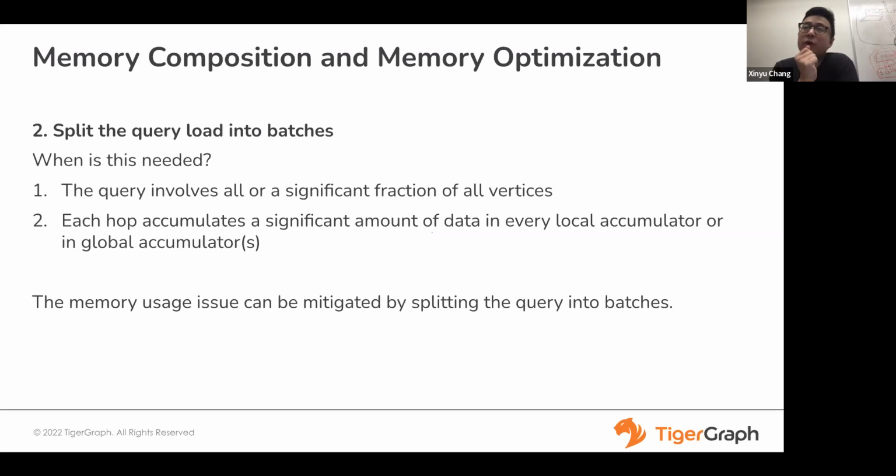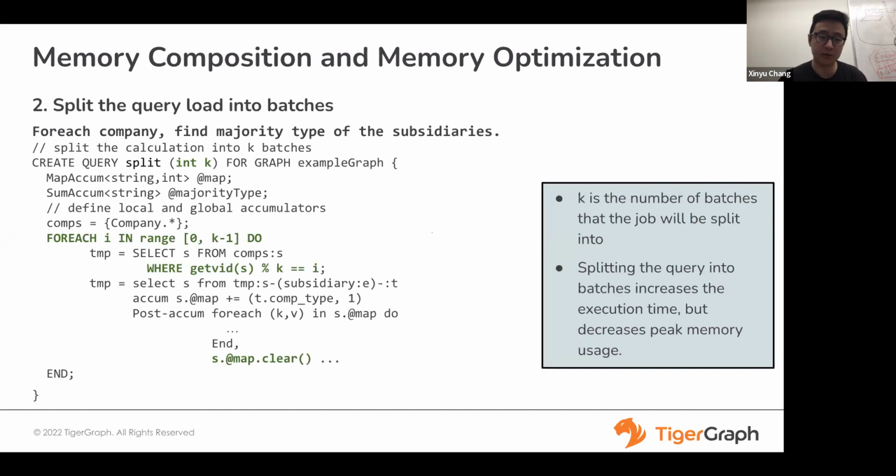Okay, so when to do that? For example, when your query involves a really significant fraction of all vertices, traversing a large number of vertices, and all the vertices store a very large amount of local accumulators or global accumulators, then that's the timing, and you are getting the critical state error, right? Then that's the time you think about how to split your query into mini batches.